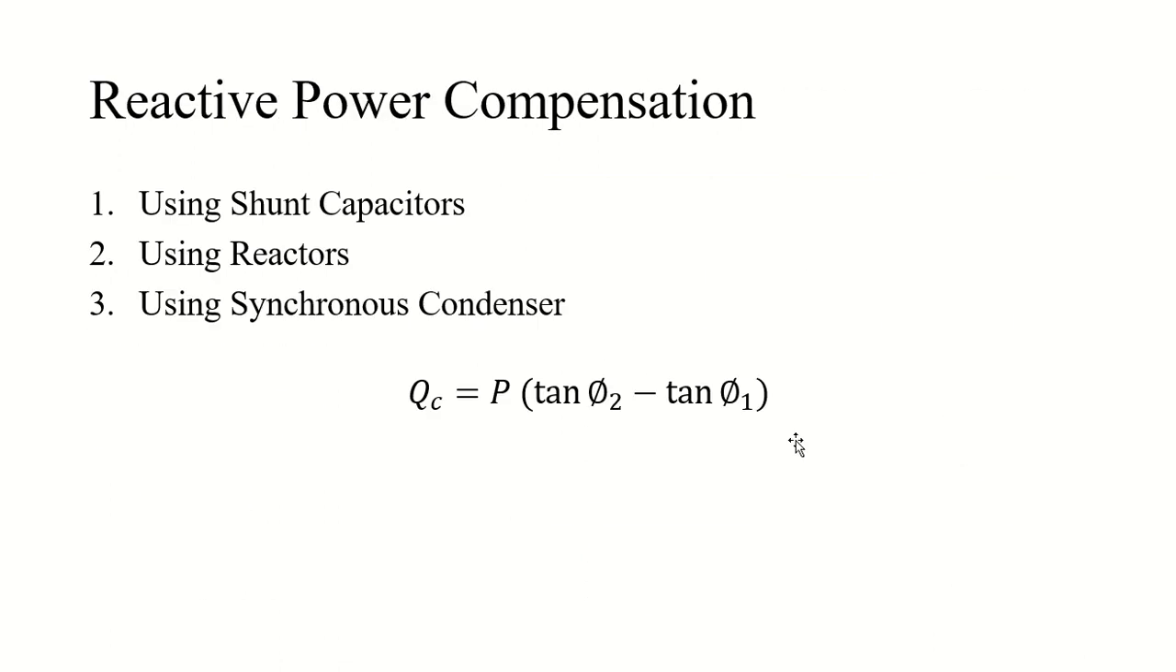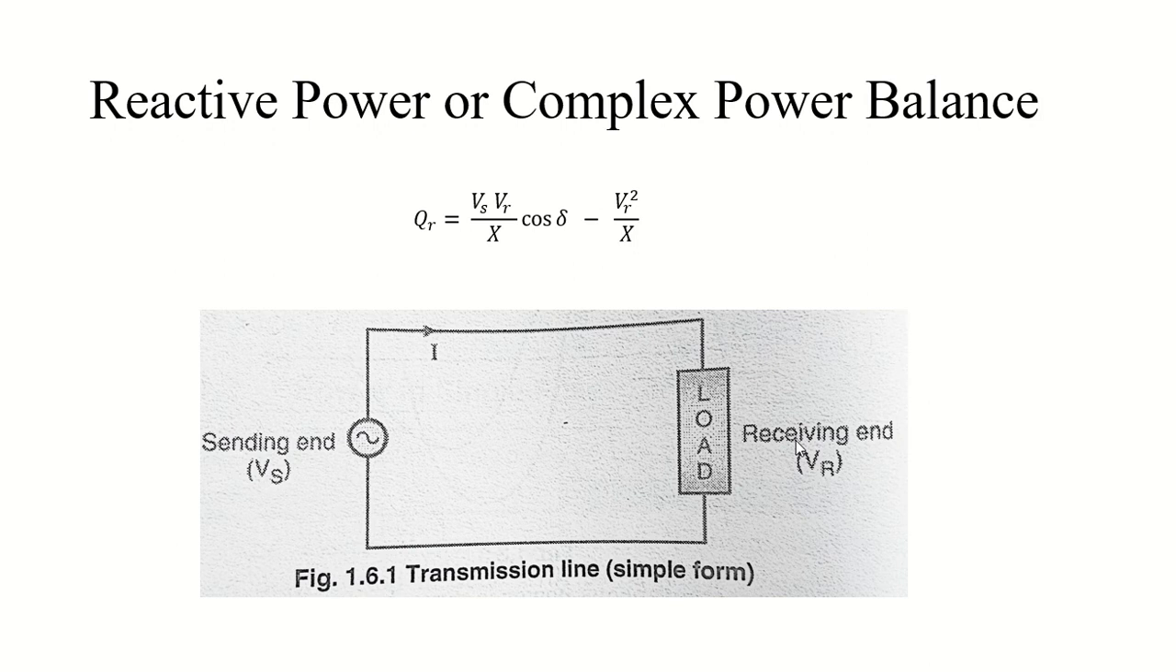So to understand the power balance in reactive or complex power, let's consider a basic AC circuit in which a load is connected at the end. We are taking a simple transmission line model, and we are connecting the load at the receiving end side. Remember that we are assuming this load to be an RL load.